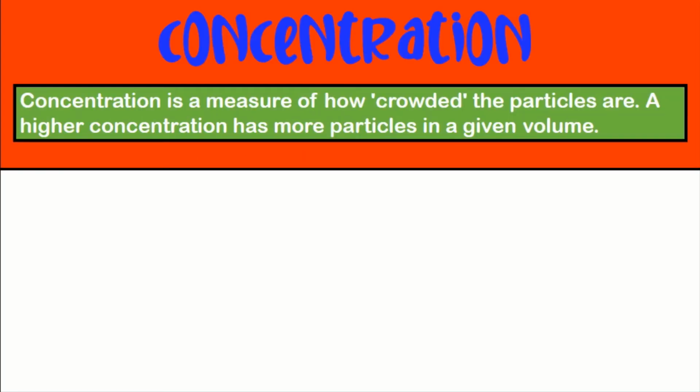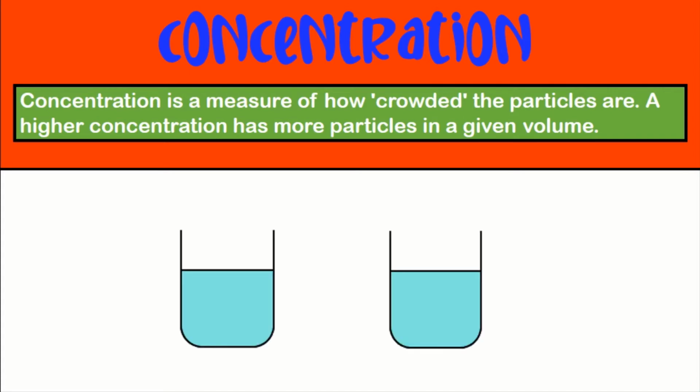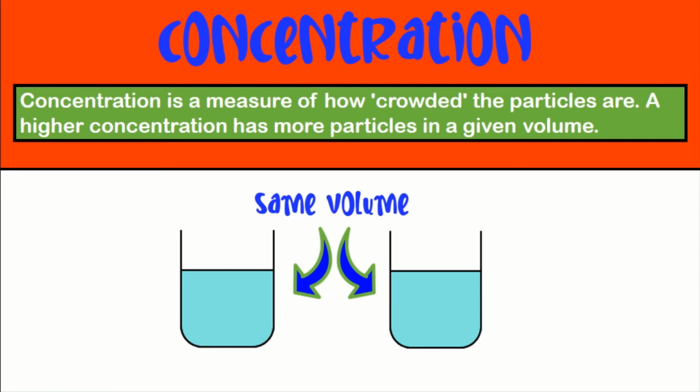You can see on the screen it says concentration is a measure of how crowded the particles are. A high concentration will have more particles in a given volume. Just to give you a quick example, we've got 2 glasses of water. They're the same volume, it's the same amount in there, but the one on the left has how many? 5 particles, and the one on the right in the same volume has closer to 20. So the one on the left is at a low concentration, the one on the right is in a high concentration. If you understand that, the next 2 minutes or whatever will be pretty straightforward for you.